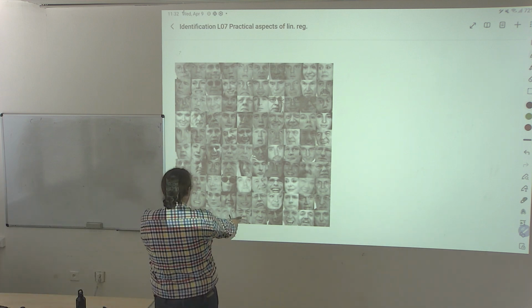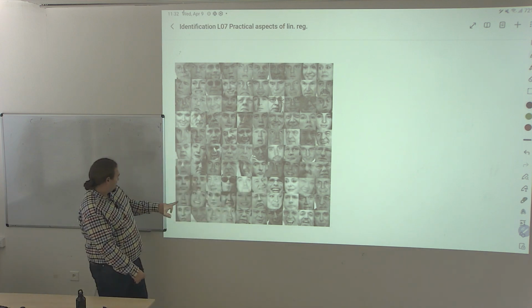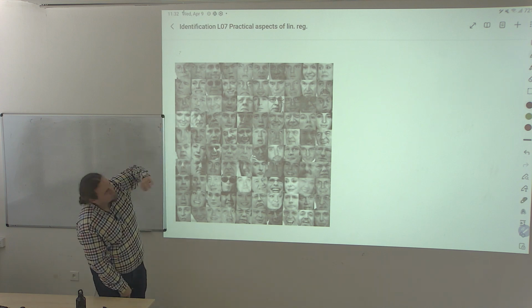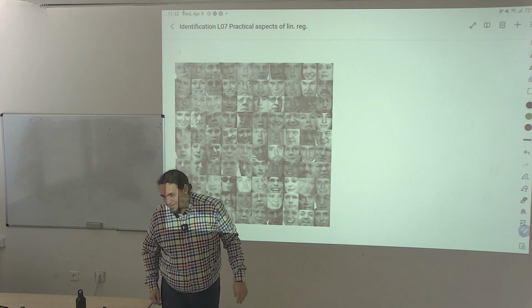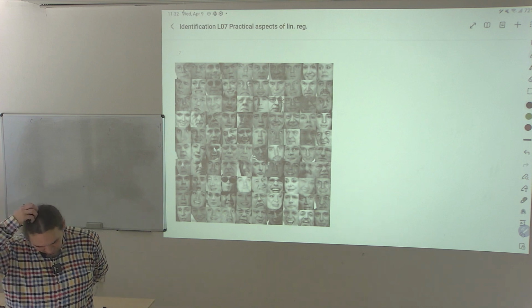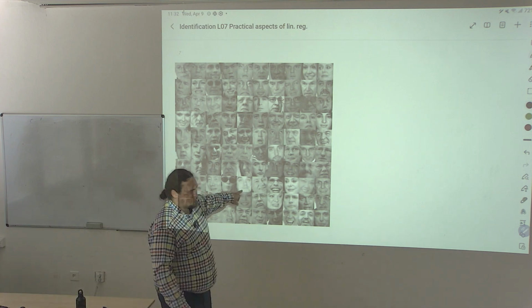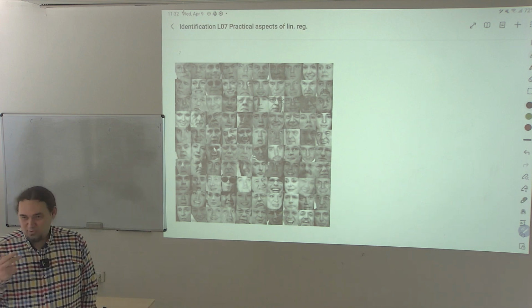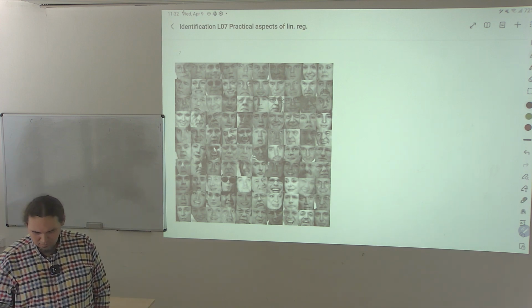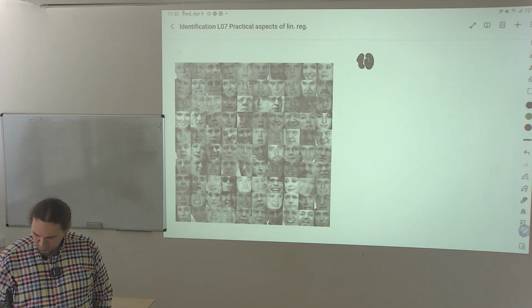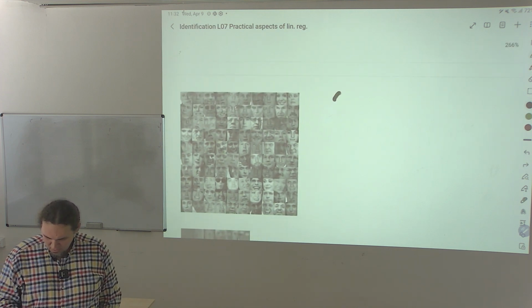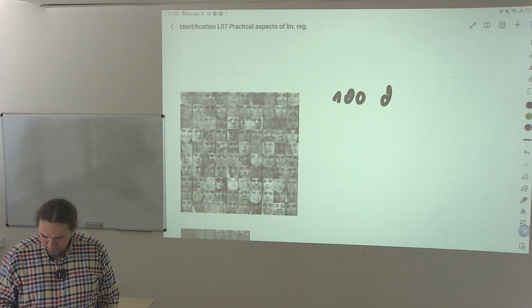By the way, this is Steven Tyler here, George Bush, another George Bush. Maybe you can spot somebody else famous, Robbie Williams. Yeah. And so we have 100 data points. Oops. Yeah, okay. We have 100 data points.